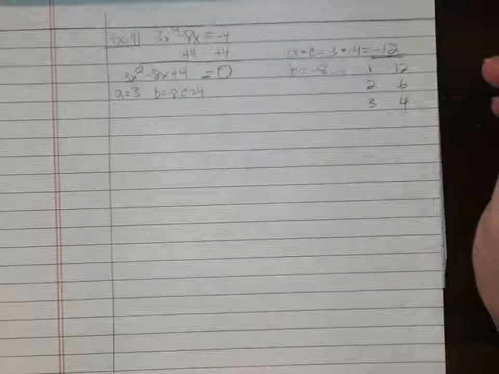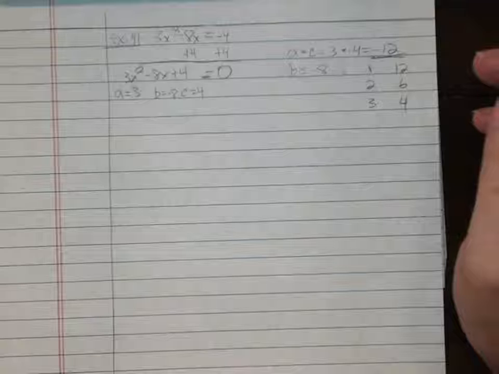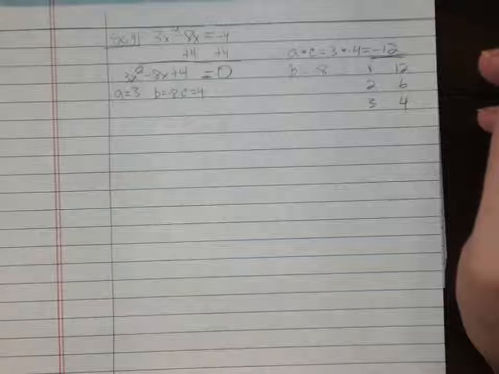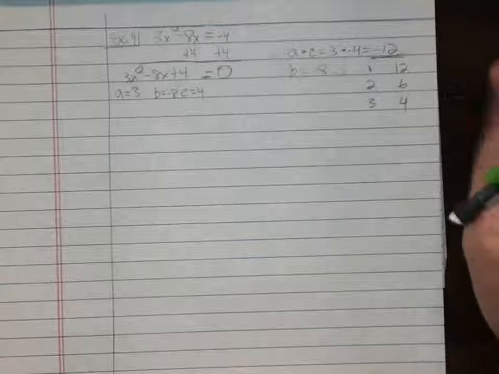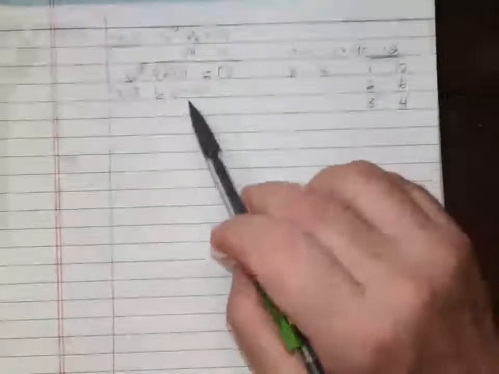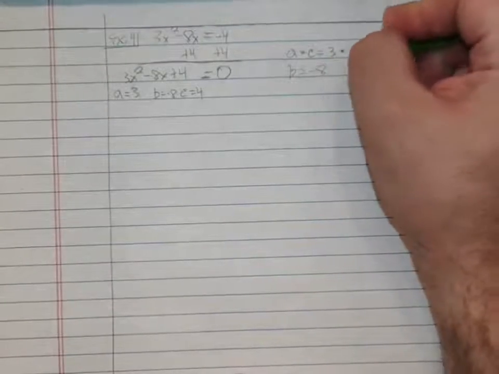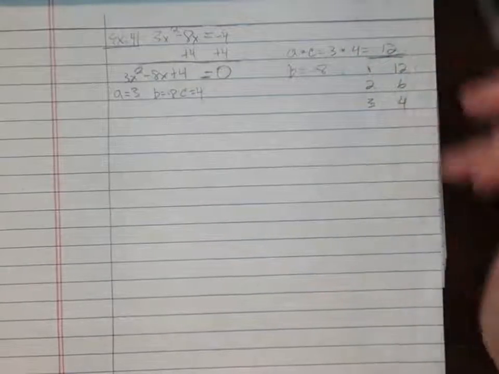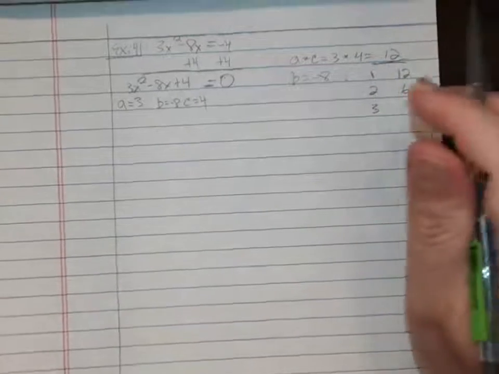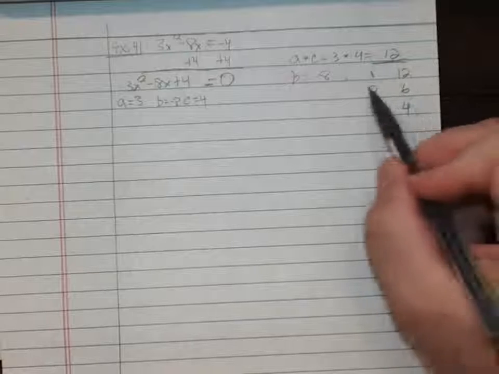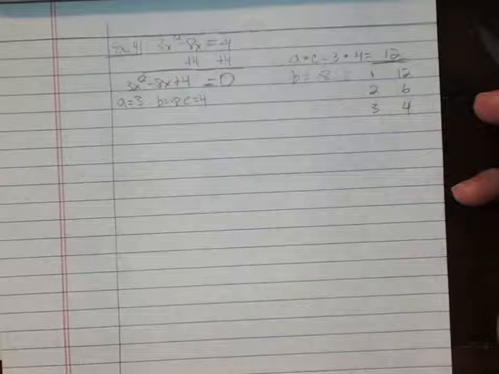And I feel like I did something wrong because I don't think this is going to work out. Oh, it's not -4. I'm sorry. C is +4, so this should be +12. Okay. So these all multiply to +12. I apologize for the error, but they don't add up to -8.